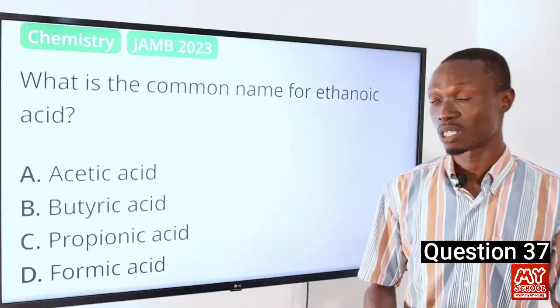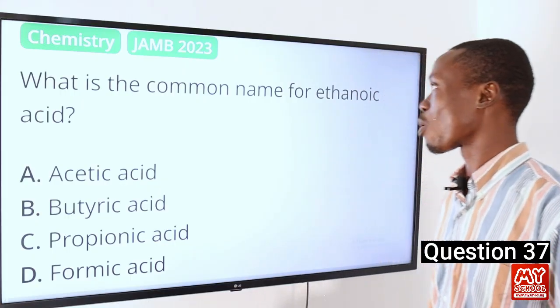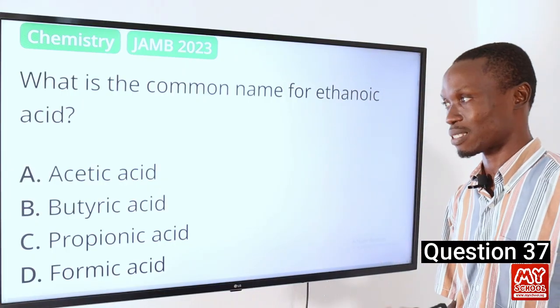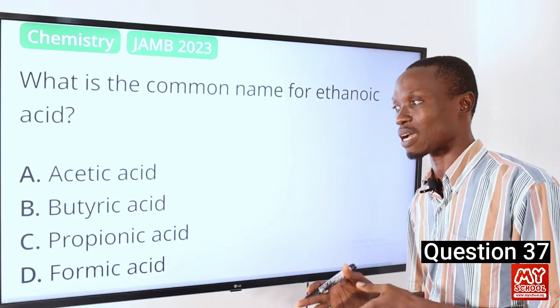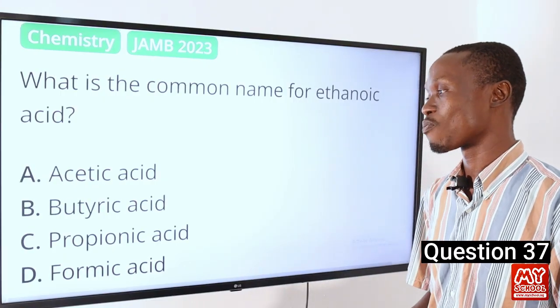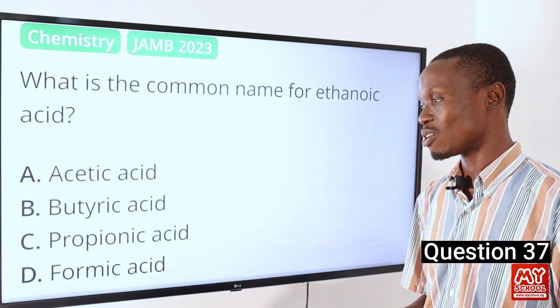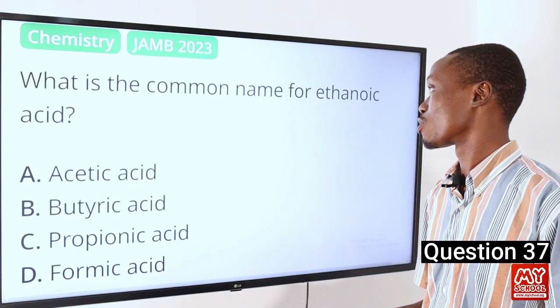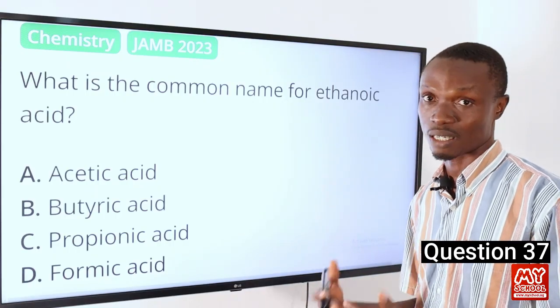Moving on to question 37. What is the common name for ethanoic acid? A, we have acetic acid, B, butyric acid, C, propanoic acid, and D, formic acid. So the answer to this question is acetic acid.